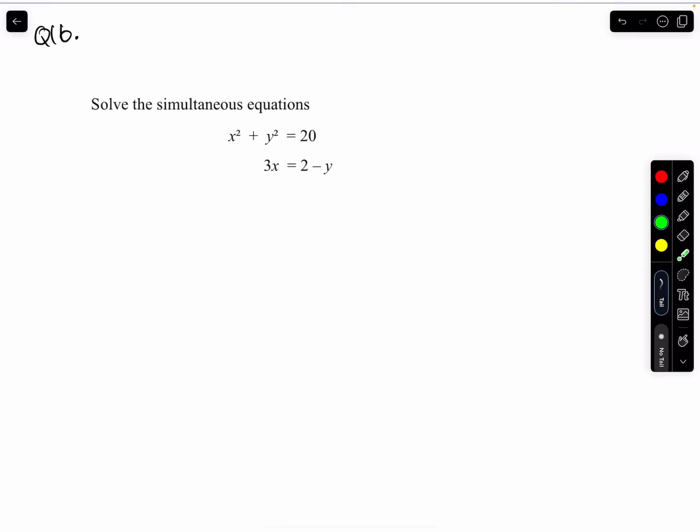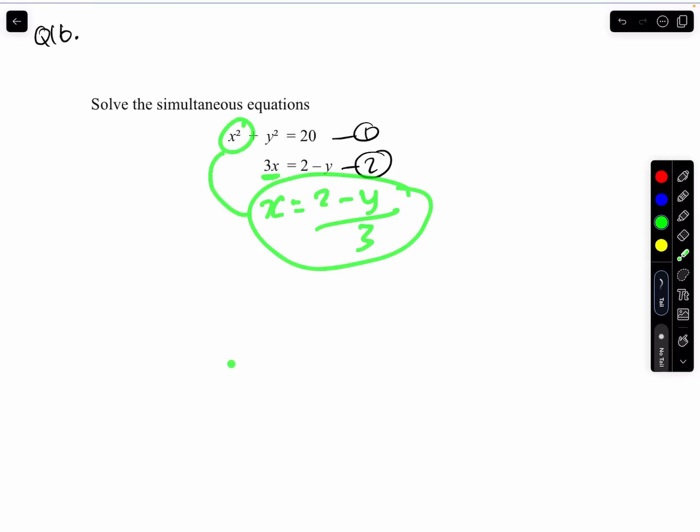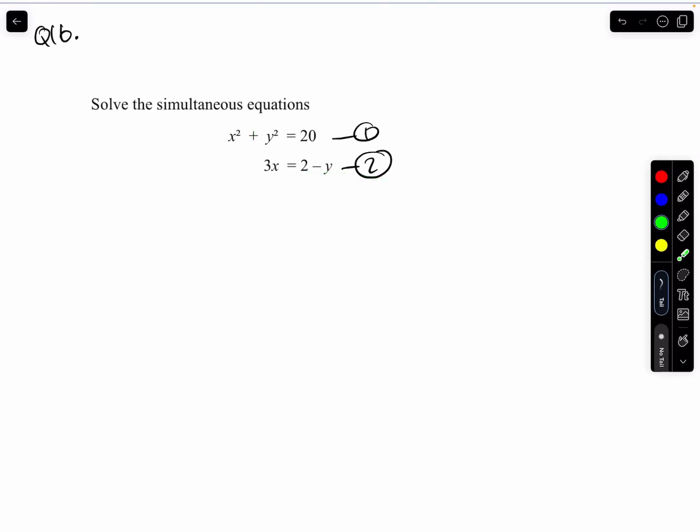Right, so with these, if we label it number 1, number 2, the aim is to make the linear one something the subject and then plug it into the quadratic. So here, we can make x the subject by dividing the other side by 3, but it might get a bit messy when we put that x in here and we have to square that. It might be easier to make y the subject.